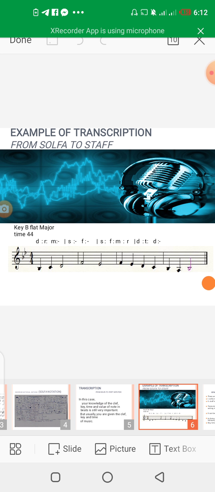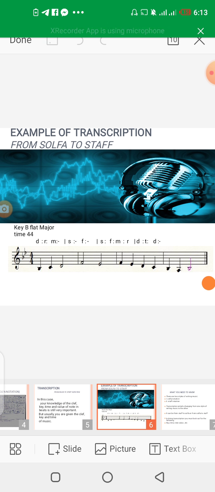Now, if you look below it, you're going to see the staff equivalent. That means we've successfully converted the solfa into the staff. Now, if you're converting it to the staff, this is how it's going to look. Remember, we are working in key B flat major and 4/4 timing. That's every bar is going to contain at least the value of 4 crotchets. I'm sure we understand this.